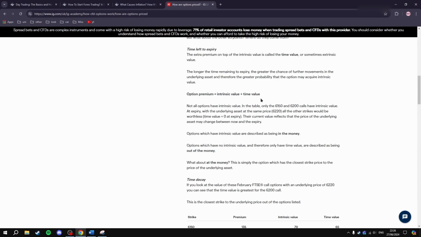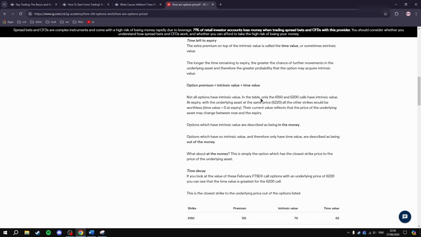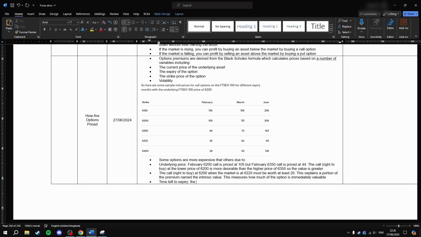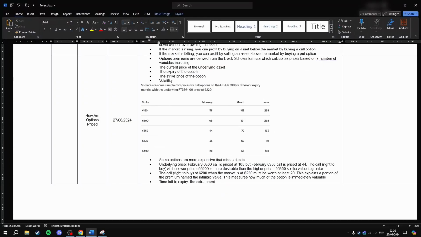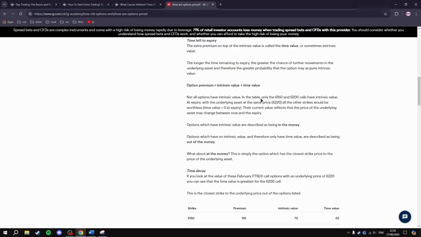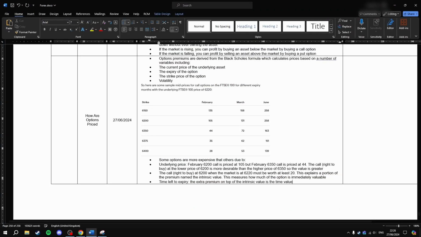The extra premium on top of the intrinsic value is called the time value, or sometimes extrinsic value.